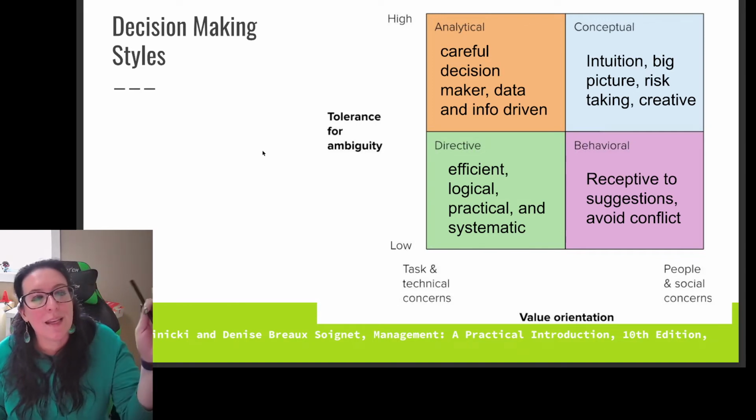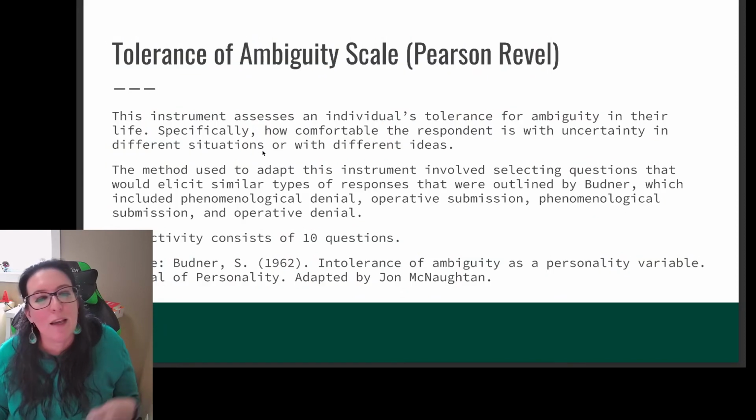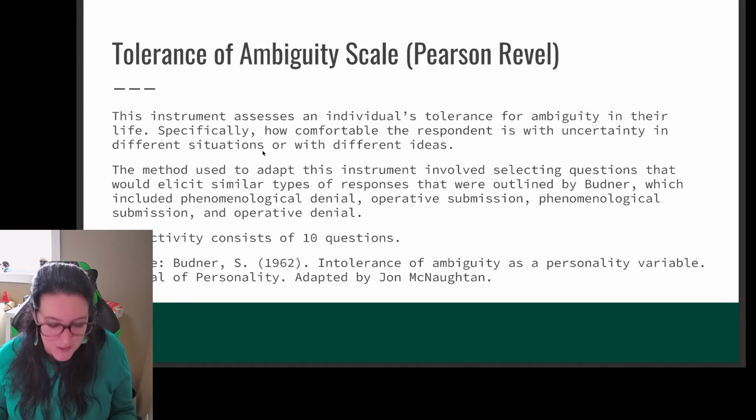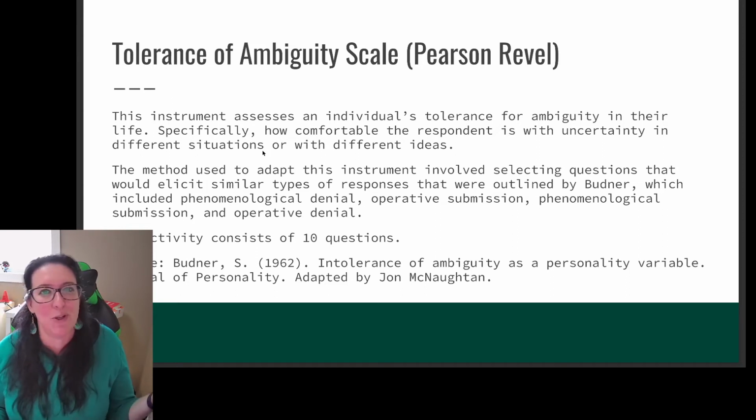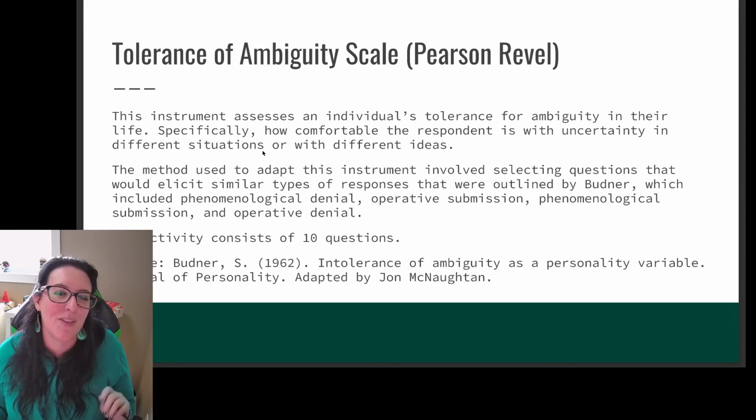Well, these are based really on tolerance for ambiguity. How well do you deal with uncertainty? If you are working with us through the Pearson-Revel material, there is a survey here to assess your tolerance for ambiguity. So I encourage you, if you're working along with us through the material, to do that assessment of yourself, because otherwise you just get to look at assessments of me and why would you care, right? So we assess the tolerance of ambiguity so that we know how well we deal with uncertainty.